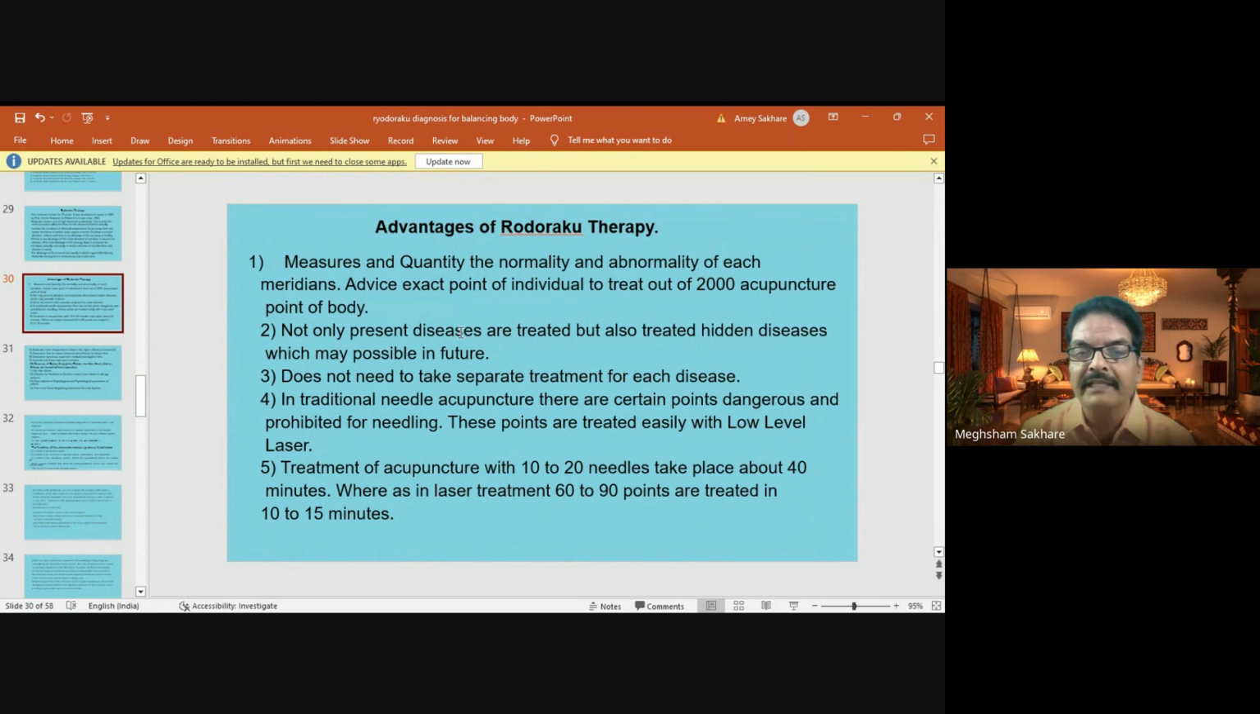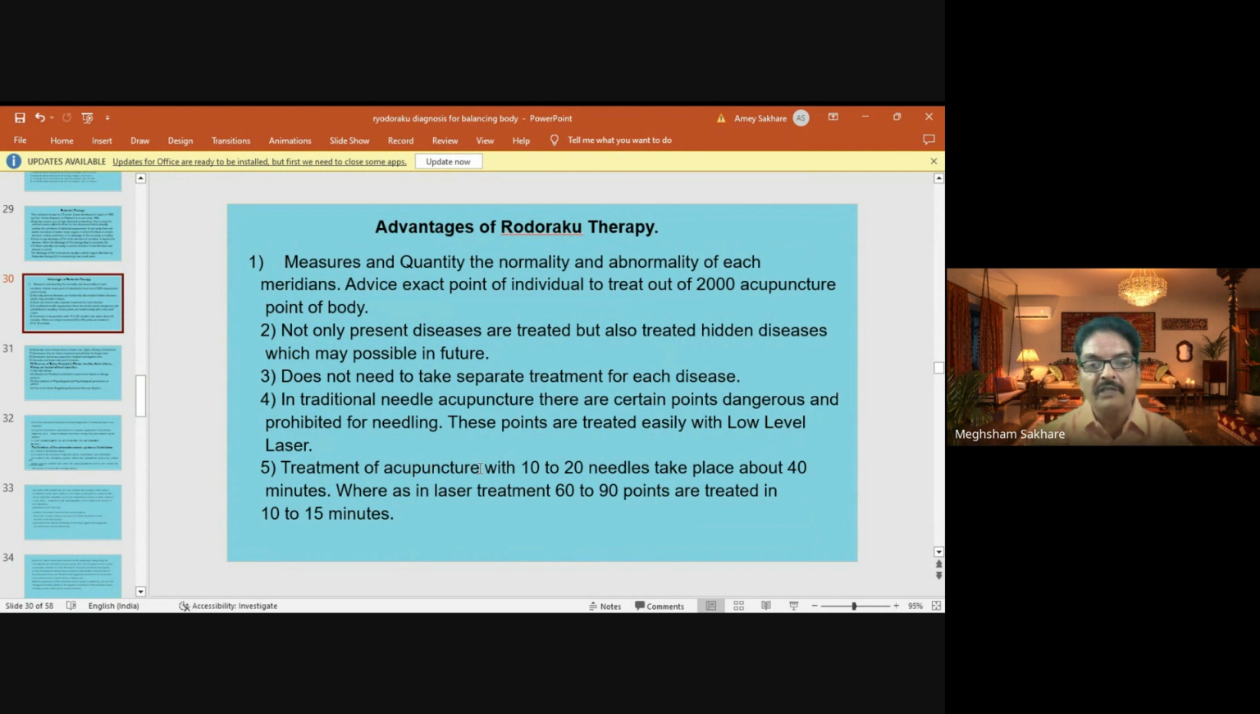Not only present diseases are treated, but also hidden diseases which may be possible in future with this Rodoraku therapy. It does not need separate treatment for each disease. If the patient has 3, 4, 5 diseases, it can be treated in a single setting. In traditional needle acupuncture, certain points are dangerous and prohibited for needling. These points are treated with soft laser or low level laser.